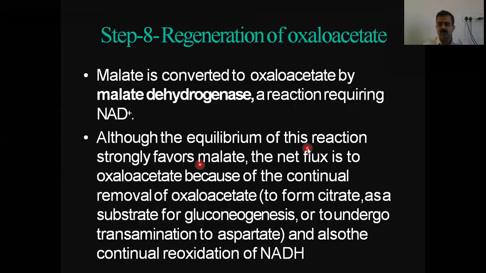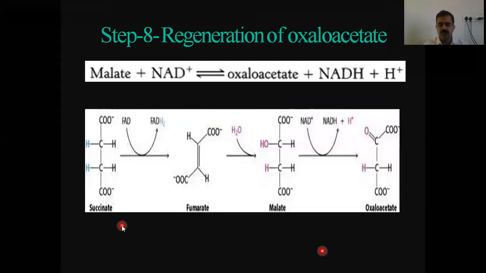Although the equilibrium of this reaction strongly favors malate, the net flux is toward oxaloacetate because of the continual removal of oxaloacetate to form citrate, as a substrate for gluconeogenesis, or to undergo transamination to aspartate, and also the continual reoxidation of NADH. See, succinate to fumarate, fumarate to malate, and malate again to oxaloacetate.